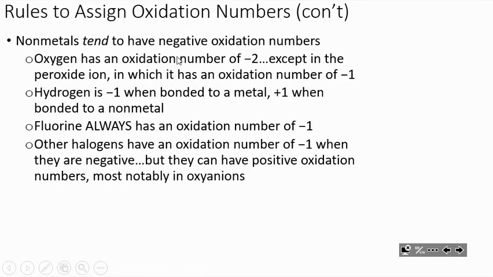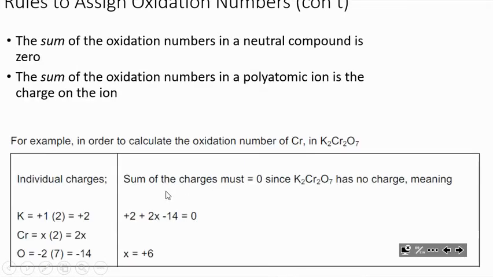Nonmetals tend to have negative oxidation numbers. Oxygen has a -2, except in the peroxide ion, in which it has an oxidation number of -1. And I have seen that on the AP exam before, so be very, very, very careful with that. Hydrogen is a -1 when bonded to a metal, a +1 when bonded to a nonmetal. Fluorine is always, no questions asked, no arguments, no other definition. It has to be a -1. All other halogens have an oxidation number of -1 when they are negative, but can have positive oxidation numbers, so be very careful with those.